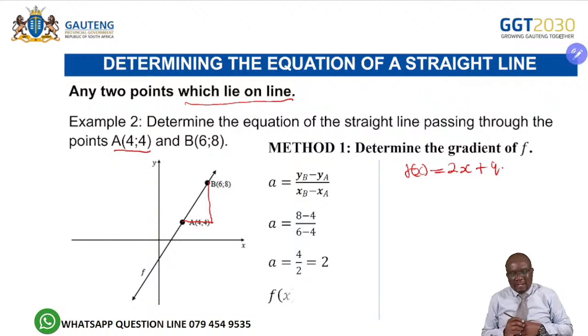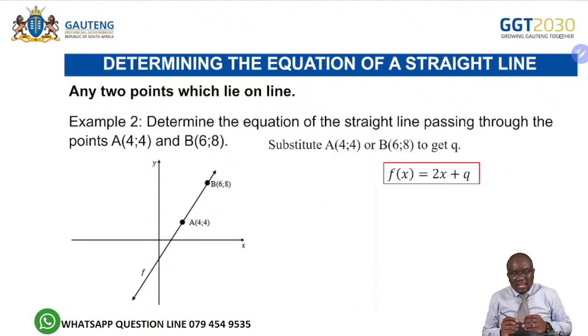Okay, we have the gradient now, which is 2. Now, how do we find the q? What do you think? Now you can substitute any of the points. You can substitute A, you can substitute B. You'll get the same answer. Okay? If you want to try to be ahead of me here, you can try that. Substitute A or substitute B. Choose one. Don't do both of them. But I'll do both of them here so that you can see.